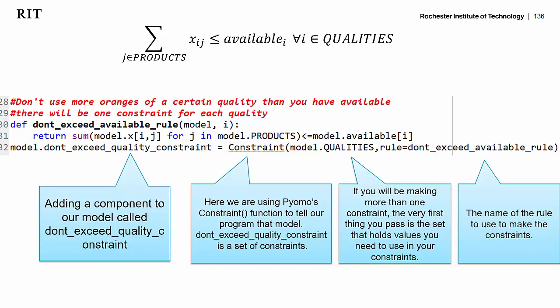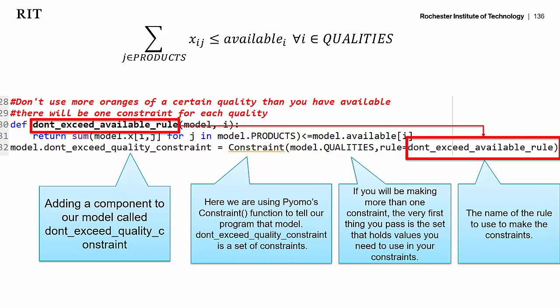And then our constraint function needs to know what rule to call over and over and over again with these different qualities. So we're telling it to use the don't exceed available rule. And that name needs to match the name of the function that we just made. So this line here basically says, Pyomo, call this don't exceed available rule for every single one of the values in this qualities set.